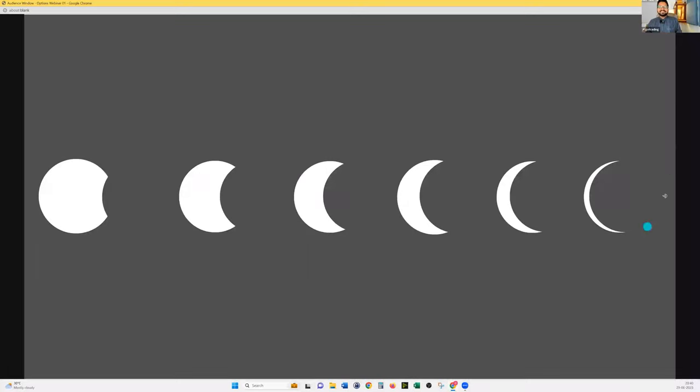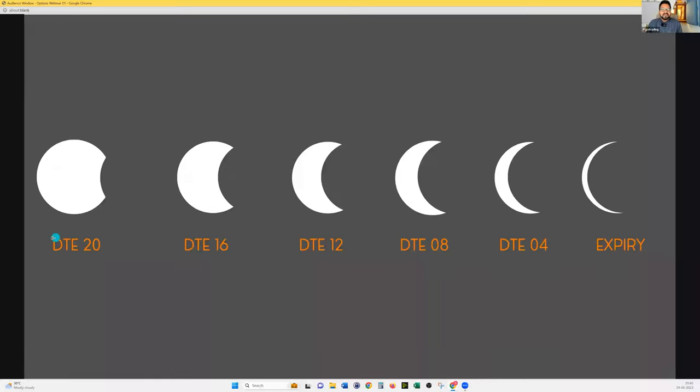Now, what is this? Okay, it's the moon movement, moon theta decay. Exactly. See here, this is a moon's eclipse. You can see here, 20 days to expiry, the DTE is 20 days. This much big extrinsic value will be there. At 16 days to expiry, this much extrinsic value. At 12 days to expiry, this much. At 8 days to expiry, this much. At 4 days, this much. At expiry, in the morning, we will have this much.